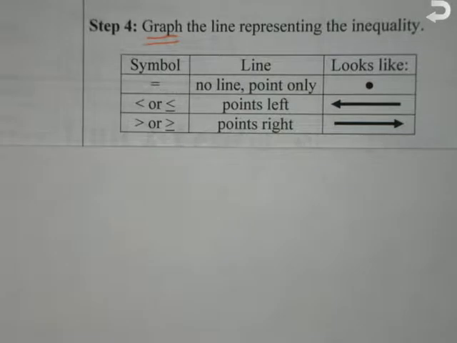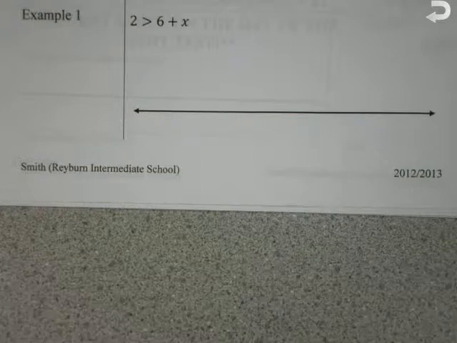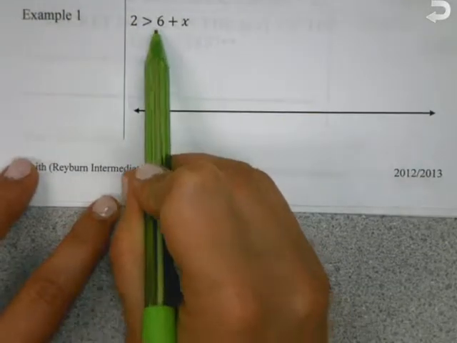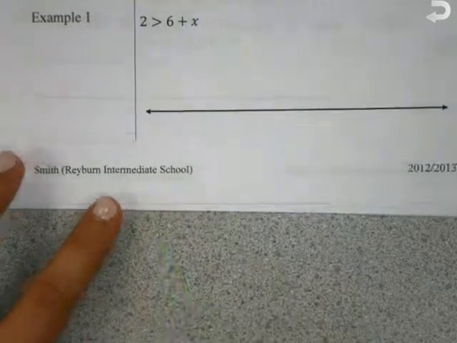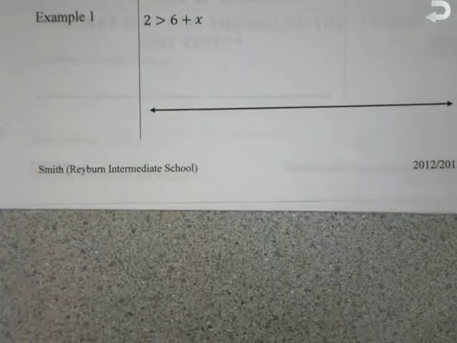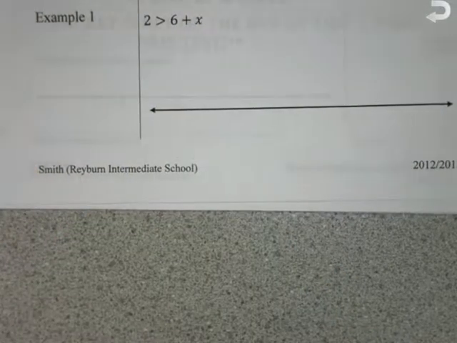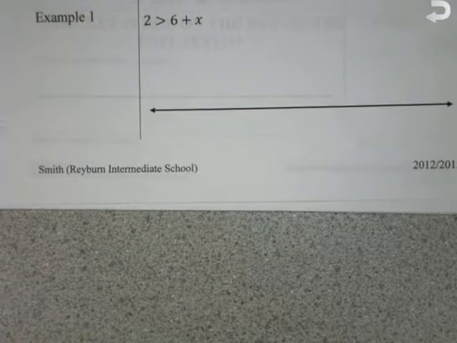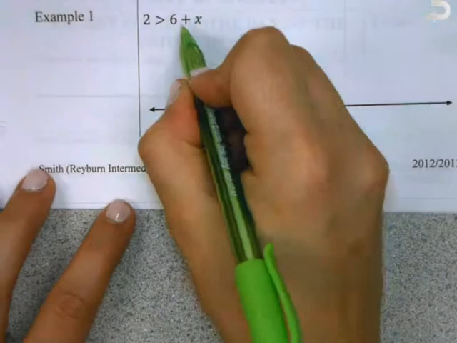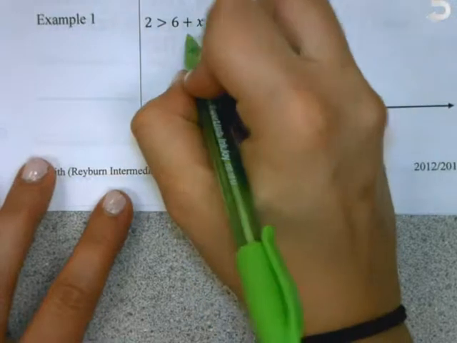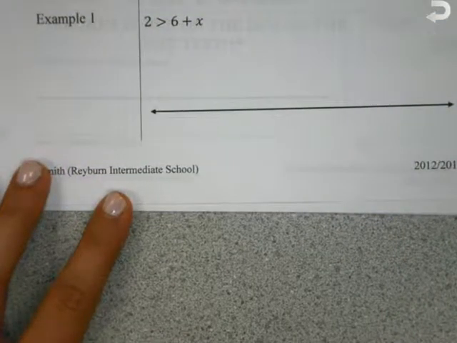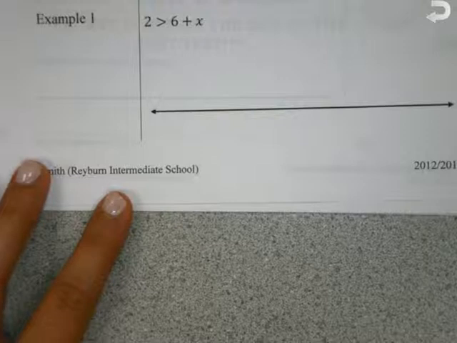Example 1, 2 is greater than 6 plus x. So let's do all the work and then we'll draw the number line. What is step 1? Get x on the left-hand side. Is x on the left-hand side here? No. So how will I move it to the left? Flip the equation? You flip it. Flip it if you have to.